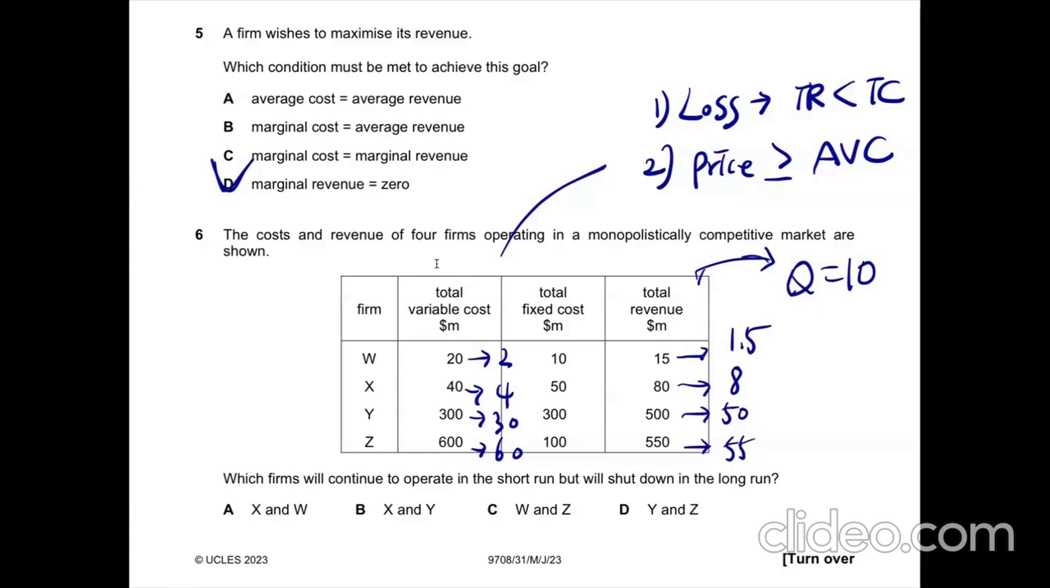loss. And for the price and average variable cost comparison, its average variable cost is 60, and its market price is 55. So, the thing is, it doesn't satisfy the second condition, so it can't continue. So it can't operate even in the short run. It has to immediately shut down. So that's why only the firms X and Y can operate in the short run, but will shut down in the long run.